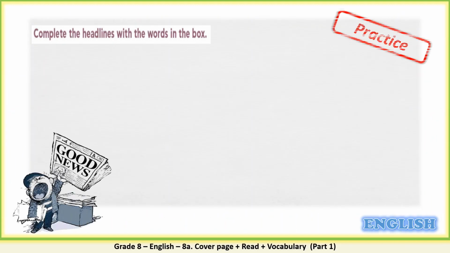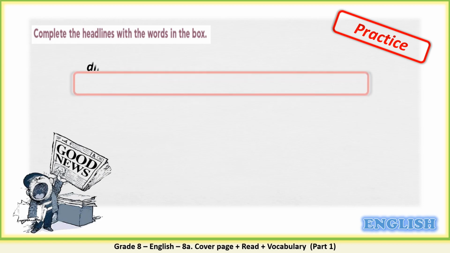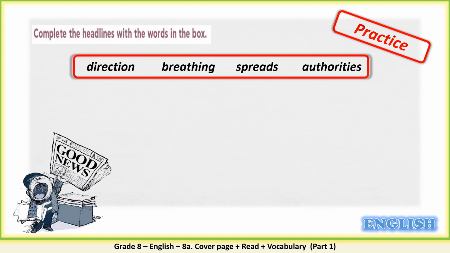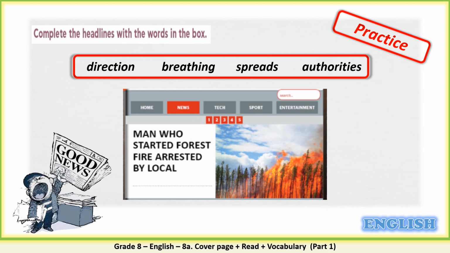Now it's time to practice the vocabulary you have learned. Complete the headlines with the words in the box. We have direction, breathing, spreads, and authorities. Let's begin with the first headline. Man who started forest fire arrested by local. That's right, by local authorities.